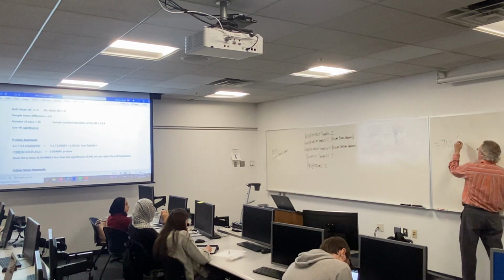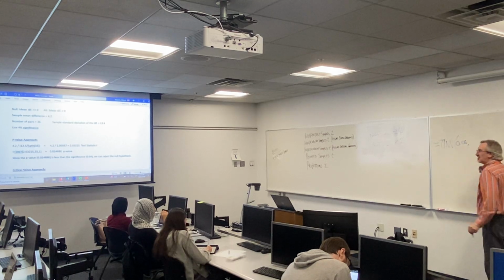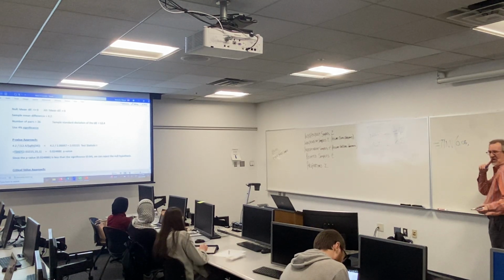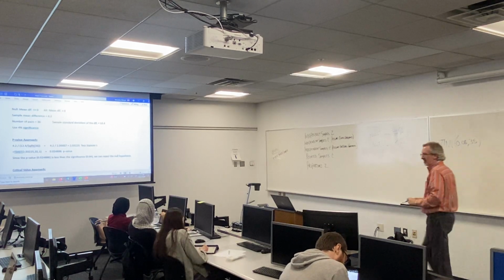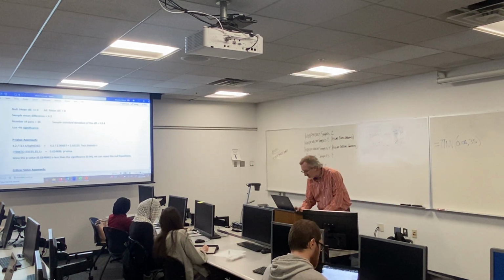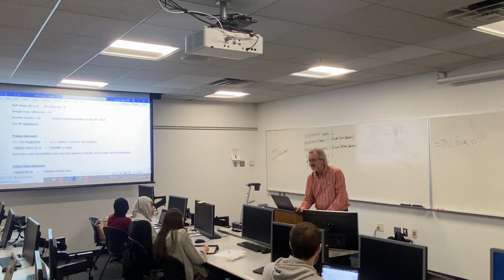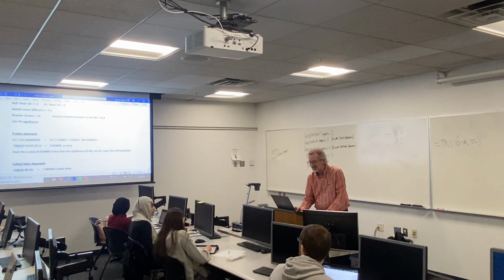0.04, double it. Oh wait, comma. Degrees of freedom, what's next? Degrees of freedom, which is 35. There we go. You guys, you're going to run out of time. There's a time limit. You've got to be on top of this.